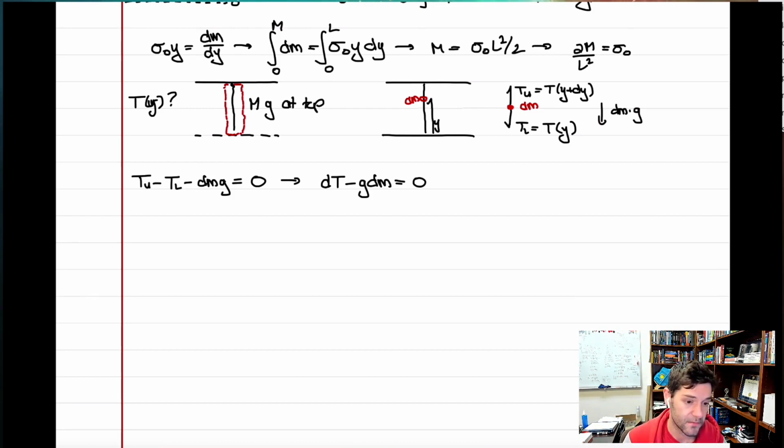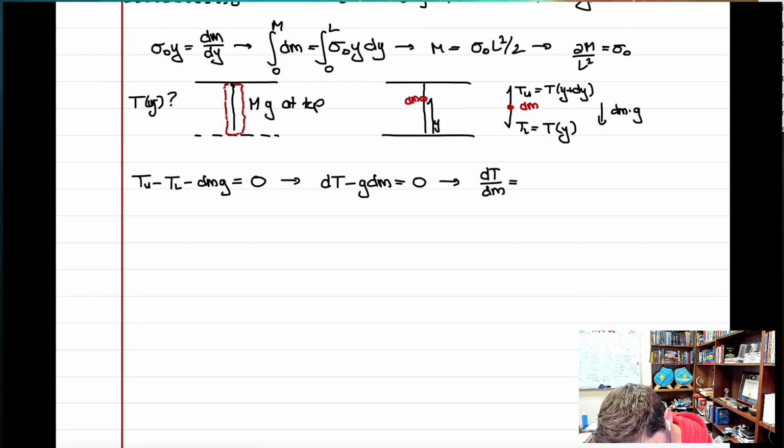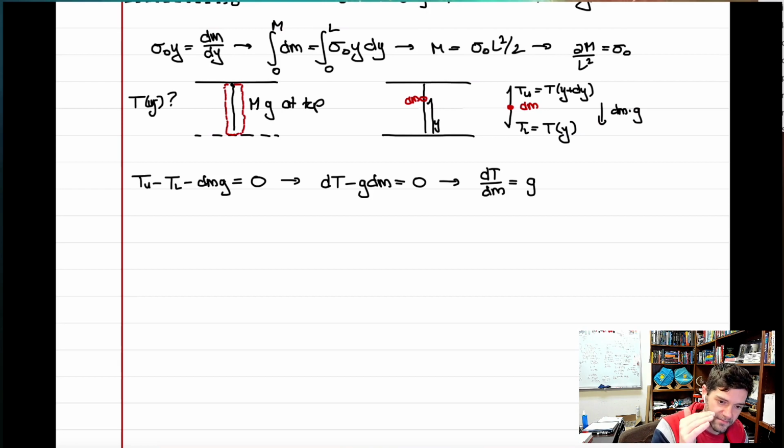Now the next step here, well, for one, I guess this tells you that you could solve for dT as a function of m, and it looks like that's just equal to g. But then you've got to think about what this means. How does the tension change, the numerator, as you add more mass? That's the denominator for that derivative. How does the tension change as more mass is added? That is equal to little g. The more and more little dm's you throw in, the more the tension increases, proportional to g.